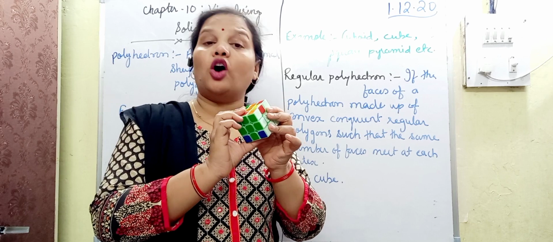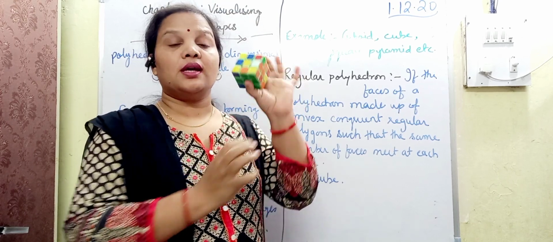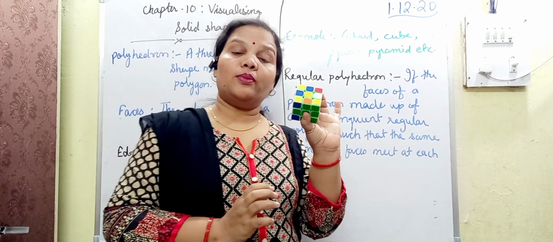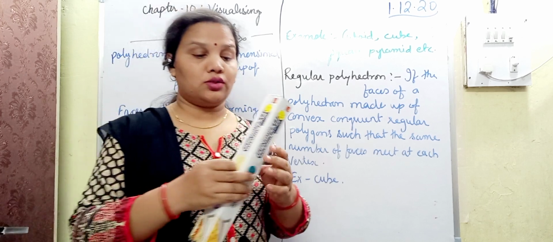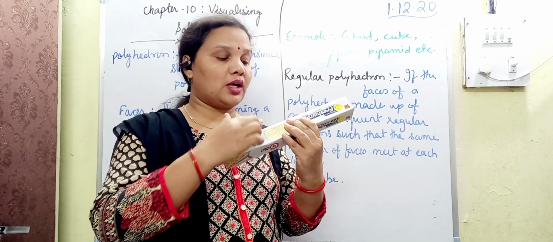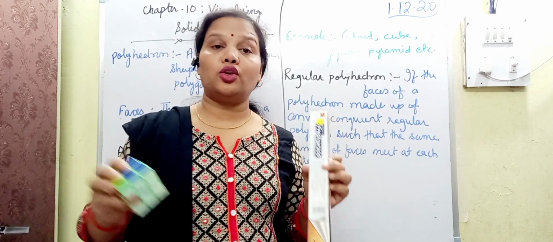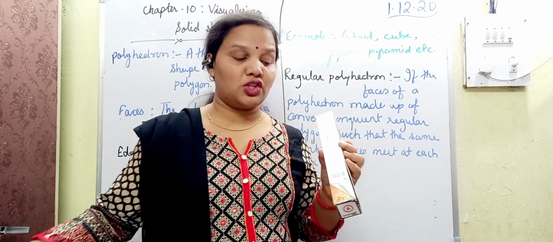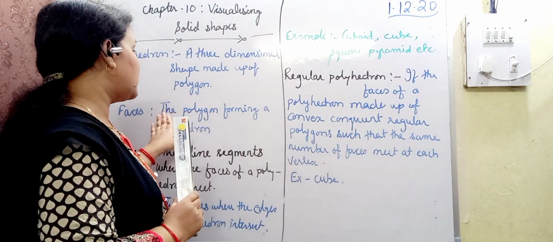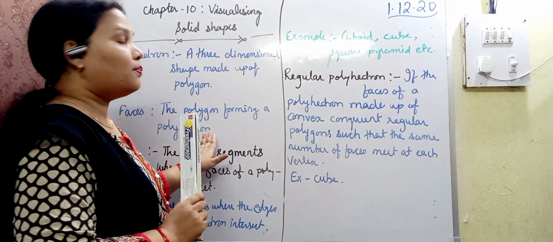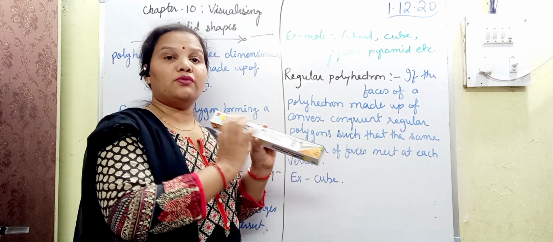So in this cube, how many faces are there? You just count it: 1 2 3 4 5 6. So for a cube, we have 6 faces. Similarly, for a cuboid also, we have 6 faces. You just count it: 1 2 3 4 5 and 6. Both cuboid and cube have 6 faces, which are these plane surfaces. So what is the meaning of faces? Faces are the polygons forming a polyhedron. It is a polygon which is made up of 4 sides.